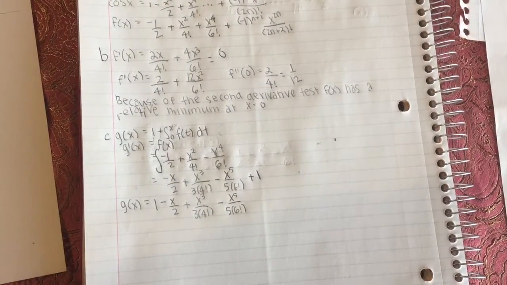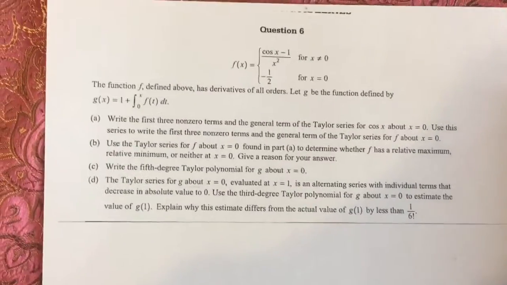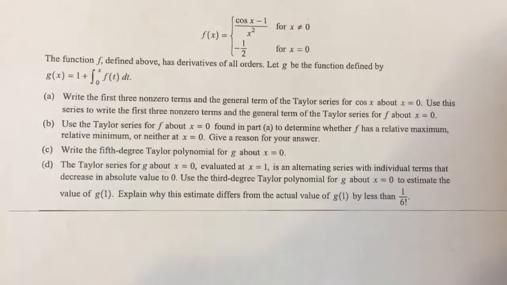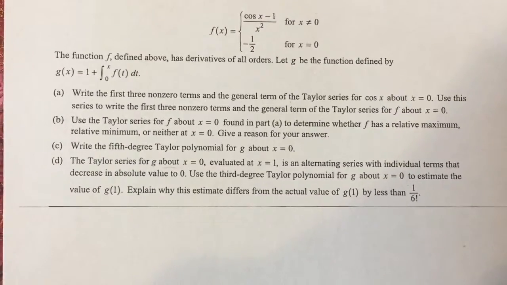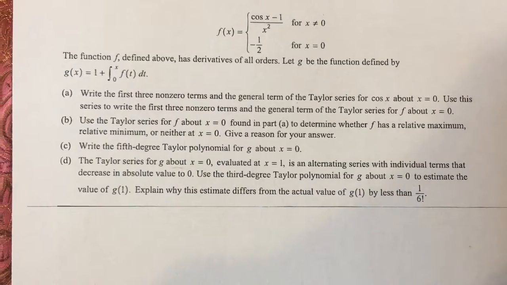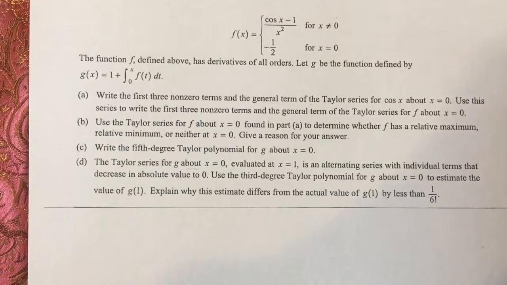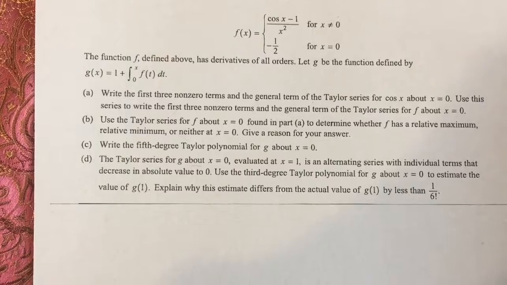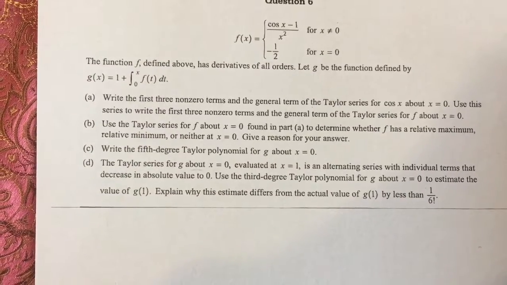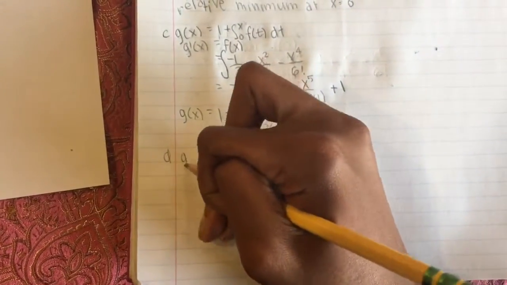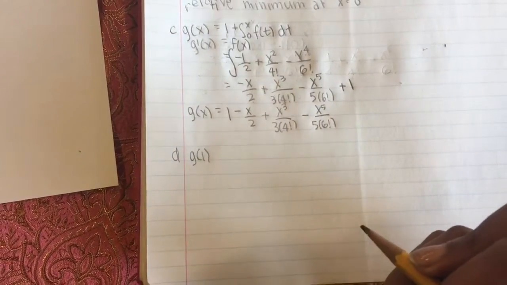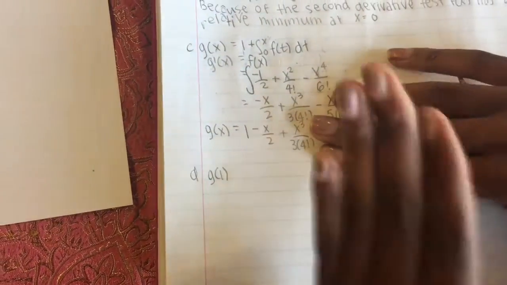Okay, part D says the Taylor series for g about x equals 0 evaluated at x equals 1 is an alternating series with individual terms that decrease in absolute value to 0. Use the third degree Taylor polynomial for g about x equals 0 to estimate the value of g of 1. Explain why this estimate differs from the actual value of g of 1 by less than 1 over 6 factorial. So given this, we know that g of 1, and they only want us using the third power, so we're going to just forget about this for now.